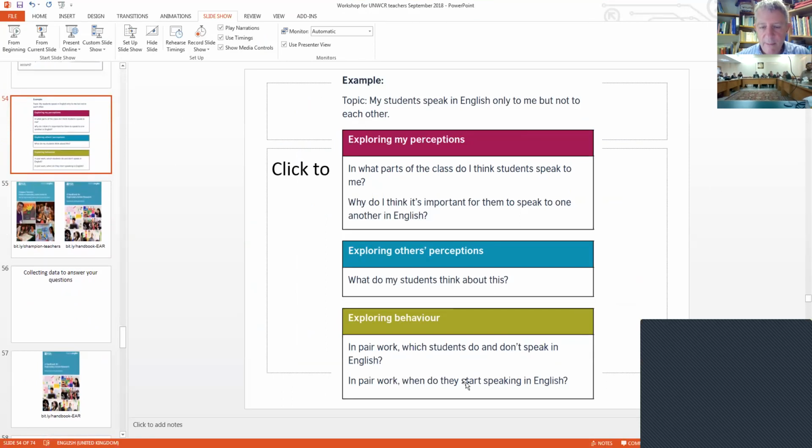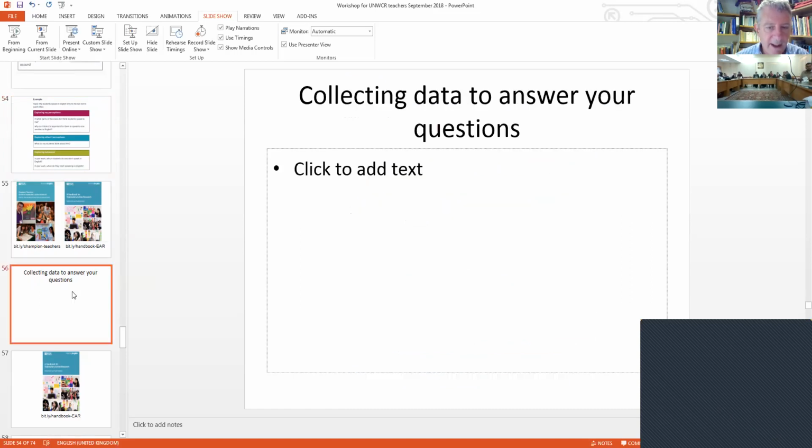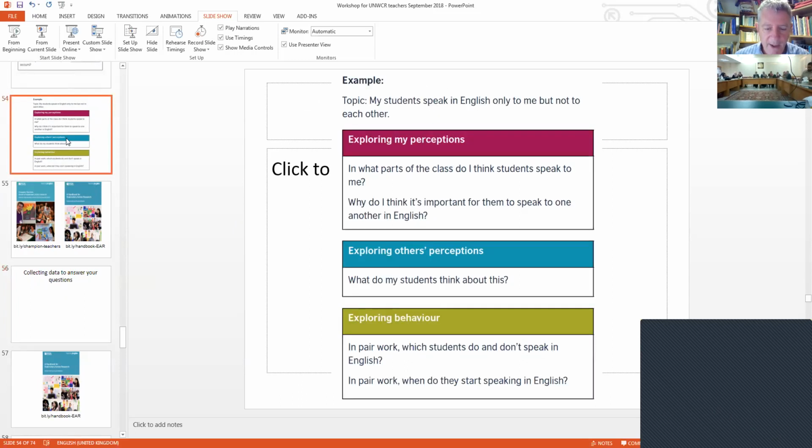These are possible kinds of questions: exploring my perceptions, exploring others' perceptions, exploring behavior. And we're now going to move on and think about collecting data to answer your questions. So I think we've got about 10 minutes left, and this last part of today's introduction is going to be moving from questions to how to answer your questions. The questions are at the heart of research, and then how to go and answer them.